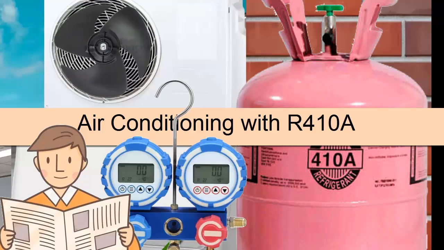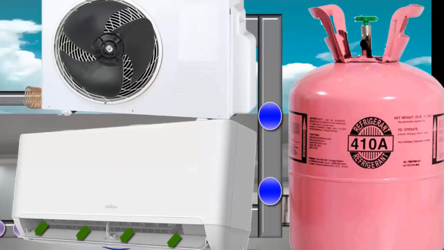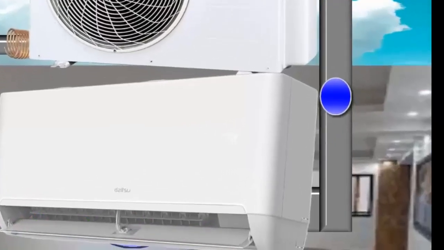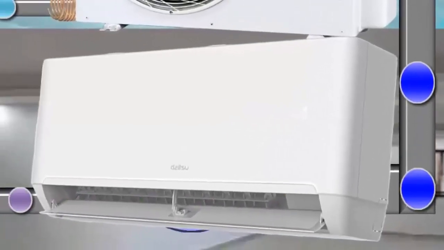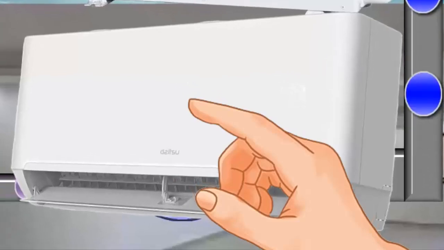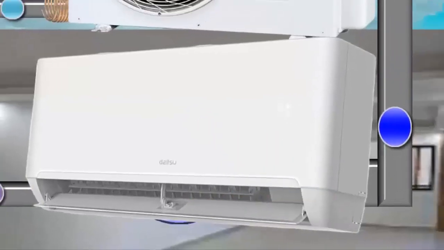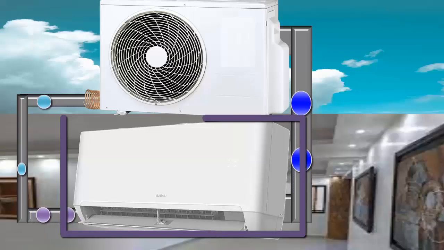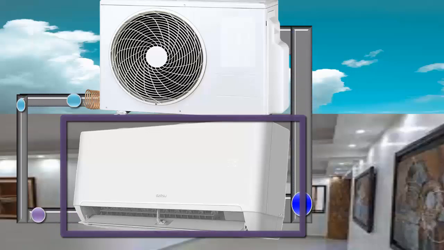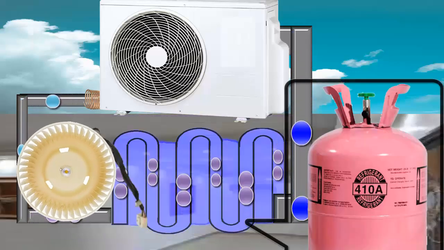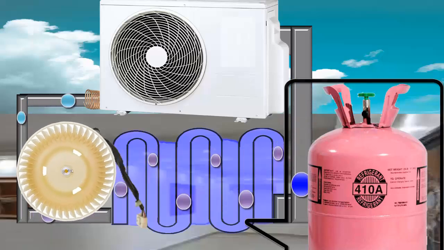On the screen, we have an air conditioning unit that operates with R410A refrigerant gas. This part is the indoor unit, located inside the premises, also known as the evaporator. Inside it, we basically have a coil, a fan, R410A refrigerant gas, and the electronic control part.